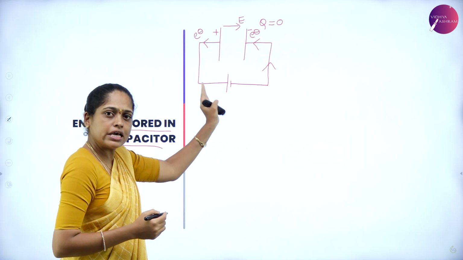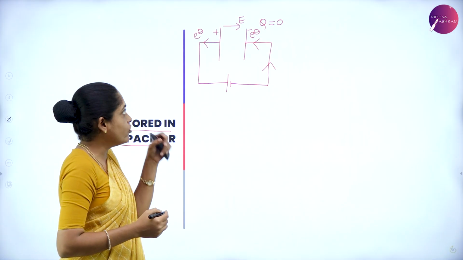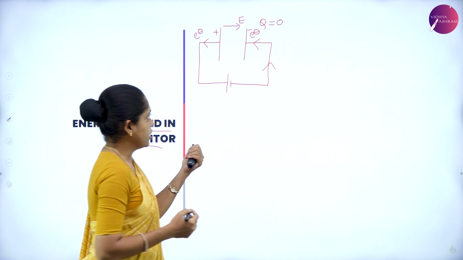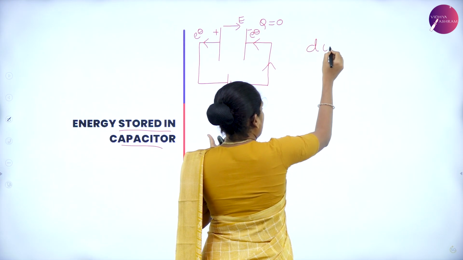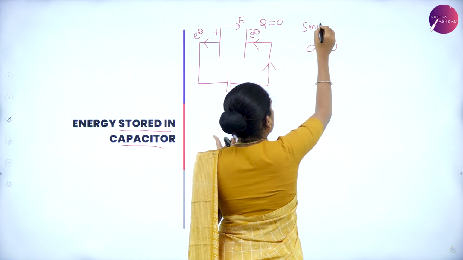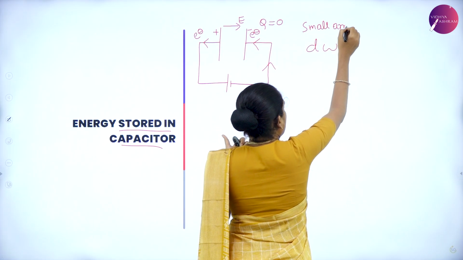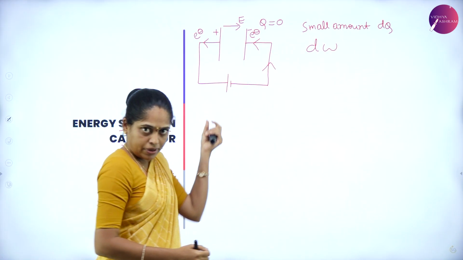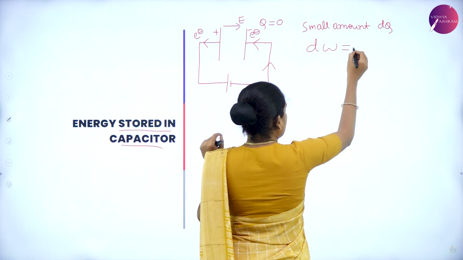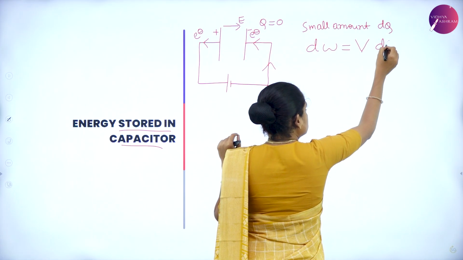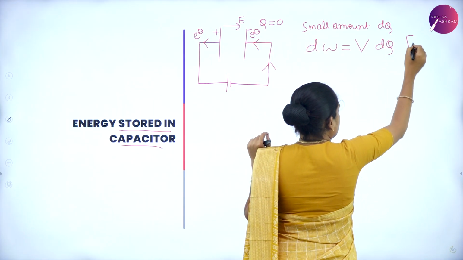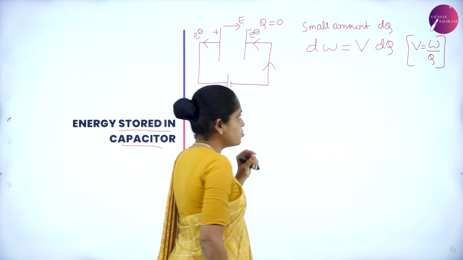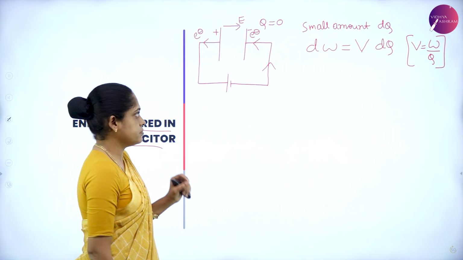Therefore, that work is equal to the energy. So, first, to find the energy, we need to find out the work done by the battery. The work done for a small amount of charge dq on the plate is equal to potential into charge, as by the definition of potential, work done by charge is potential. From this we have the work done.